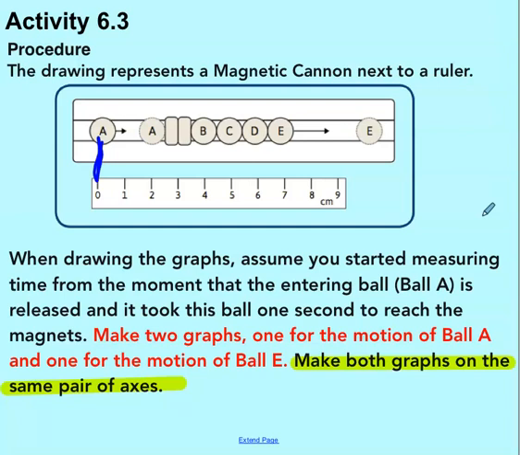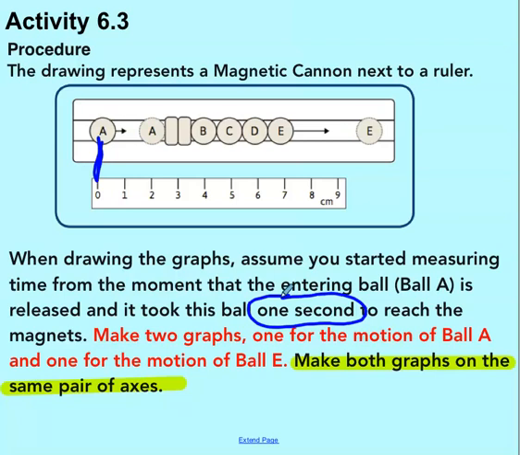So when drawing the graphs, we have to assume you started measuring time from the moment that the entering ball, ball A, is released, and it took this ball 1 second to reach, I want to circle 1 second to reach the magnet. So we're going to assume it took 1 second to reach the magnets. So that way every group has the same exact graph. Did it always take 1 second? Sometimes it took a little less, sometimes it took a little bit more, but sometimes in physics we want to have constants, things that don't change, and this is going to be one of them.